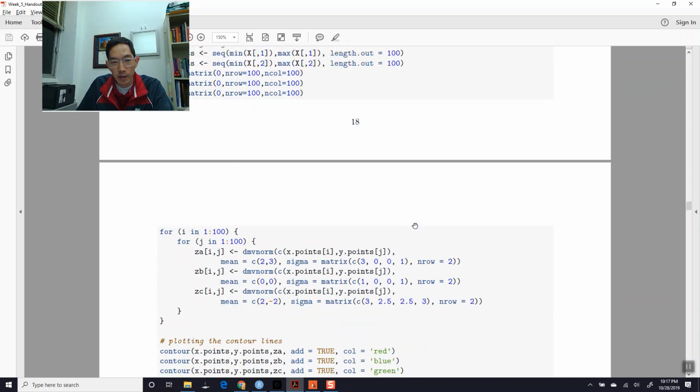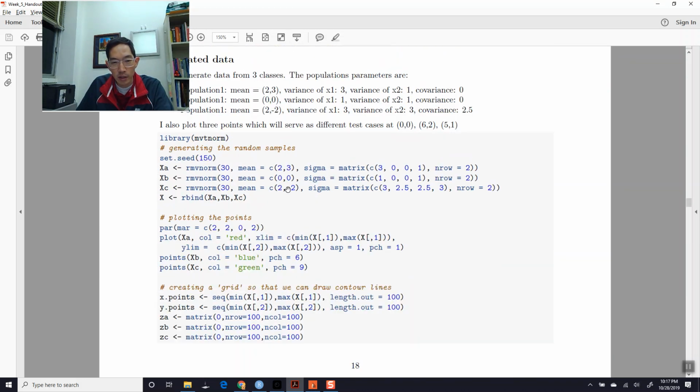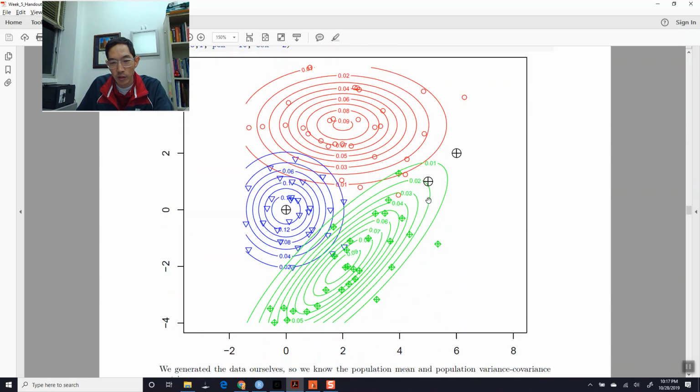And then the third class, class C, is centered at 2, -2, and there's high covariance between the variables. So 2, -2 is centered right here, and we can see the high covariance represented by the ellipse that is off at an angle. These black dots represent our test cases.